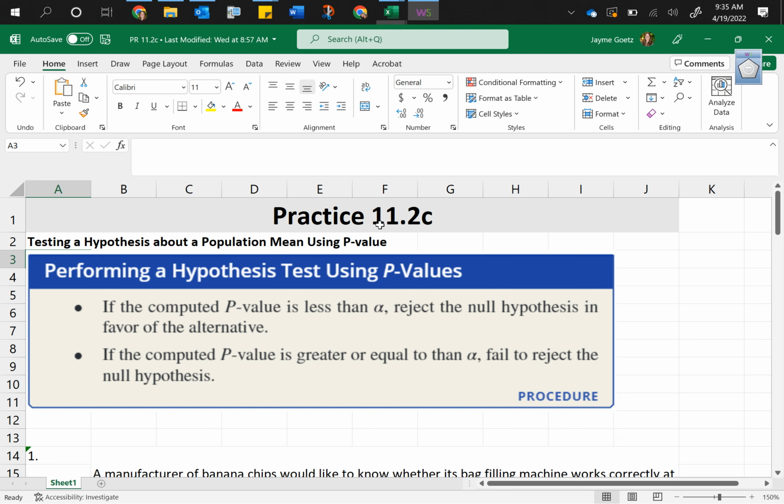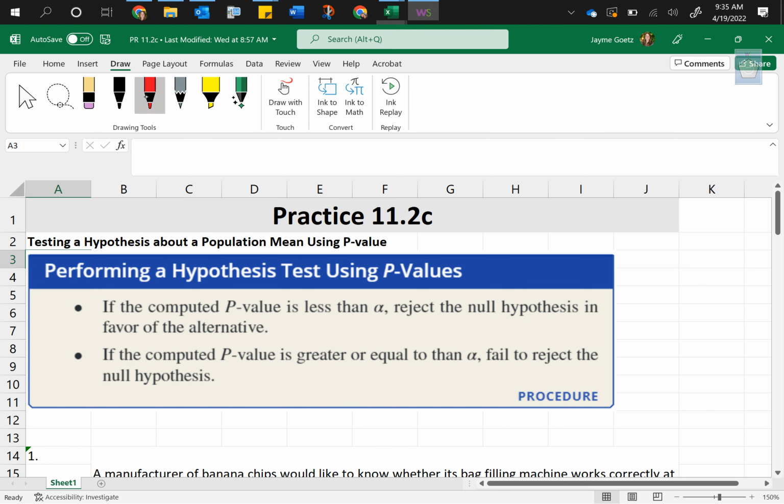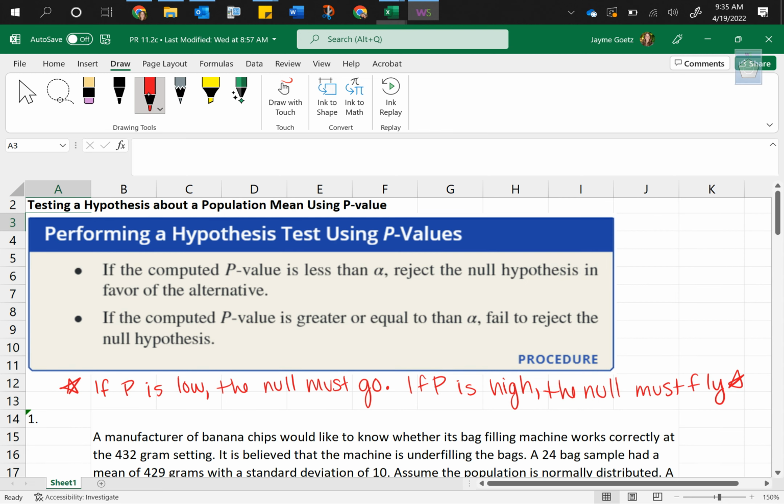There was that friendly little quote that the video talked about: if p is low, what happens? The null must go. Very good. If p is low, the null must go. If p is high, the null must fly. Very good. If p is high, the null must fly. That is all we're going to focus on this lesson. That's all it is. Okay, so let's look at number 1.